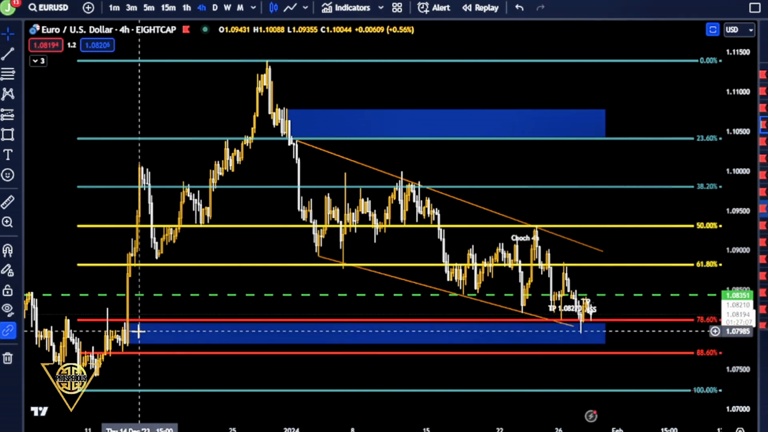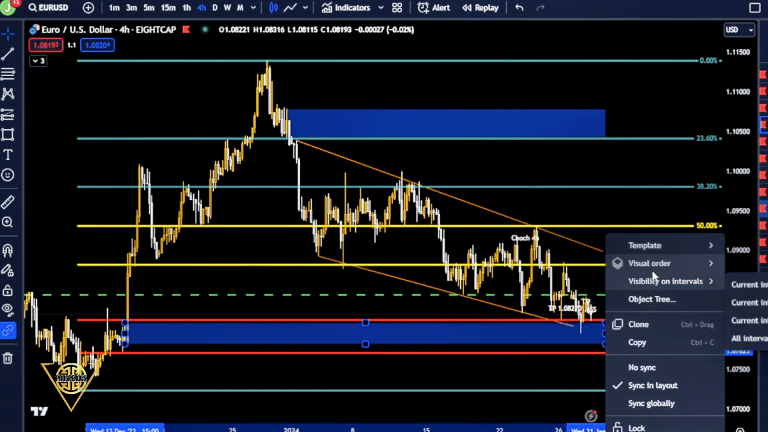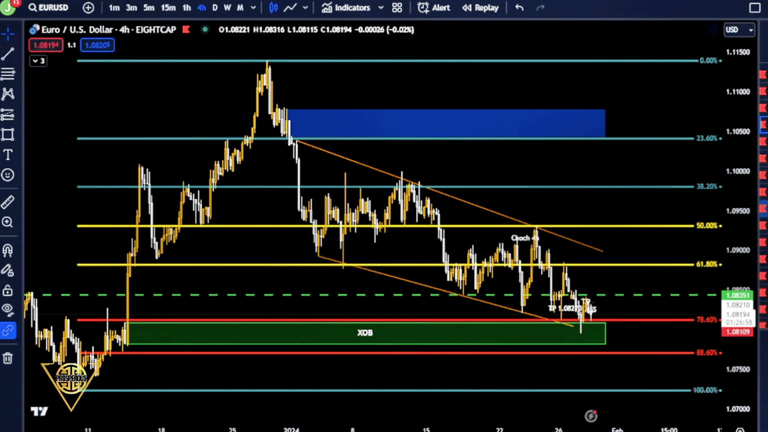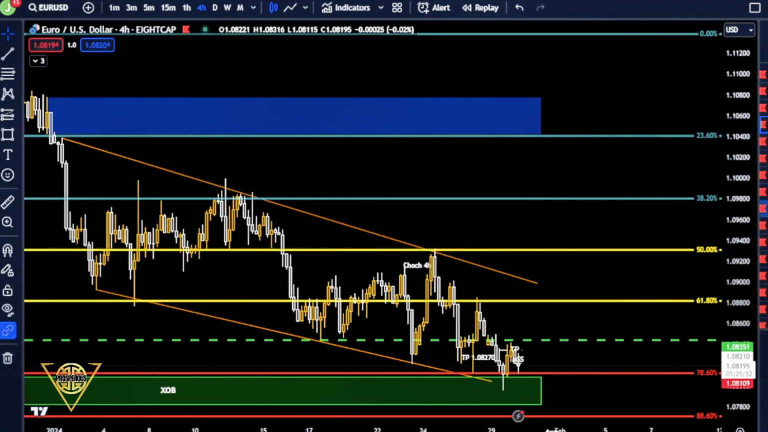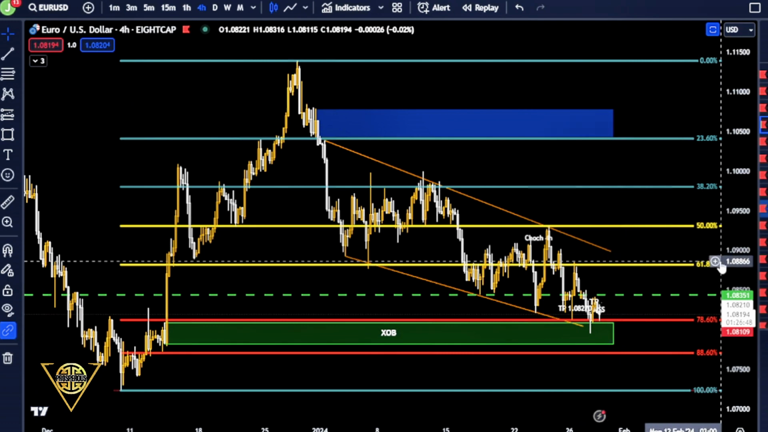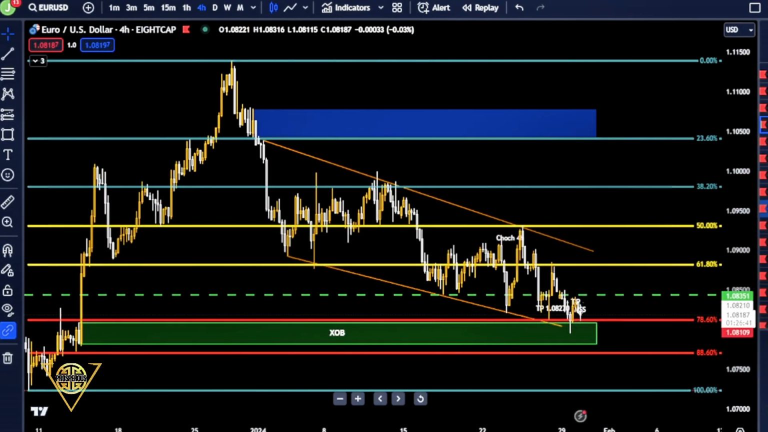We're still inside the structure, this channel downwards. So we have tapped into this order block down here, this very strong XOB. Had some form of reaction or retesting the 78.6. And the question now is, how will this thing push up and retest this 61.8 now, to either break it for higher highs or to reject it.